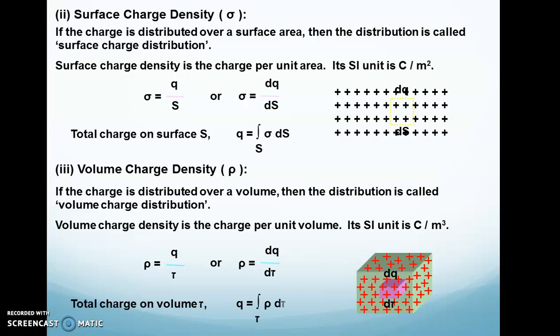Now if we calculate the charge, we should integrate with respect to volume. Volume has three dimensions: length, breadth, and thickness. So there should be a triple integration, and in physics triple integration is known as volume integral, right? So this is all about today's topic.